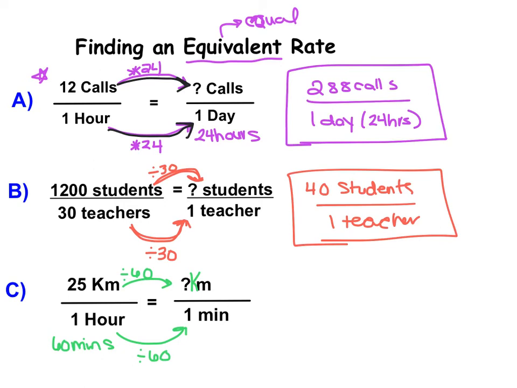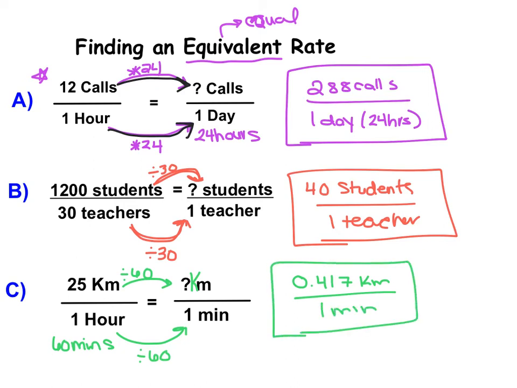So 25 divided by 60 is 0.41, and then I'll round it to 0.4 kilometers per 1 minute. Now that might seem a little weird, but if you realistically think of it, you travel 25 kilometers in 1 hour, which means that you're going to travel less than half a kilometer in a minute. That would make sense because an hour is quite a bit longer than a minute.